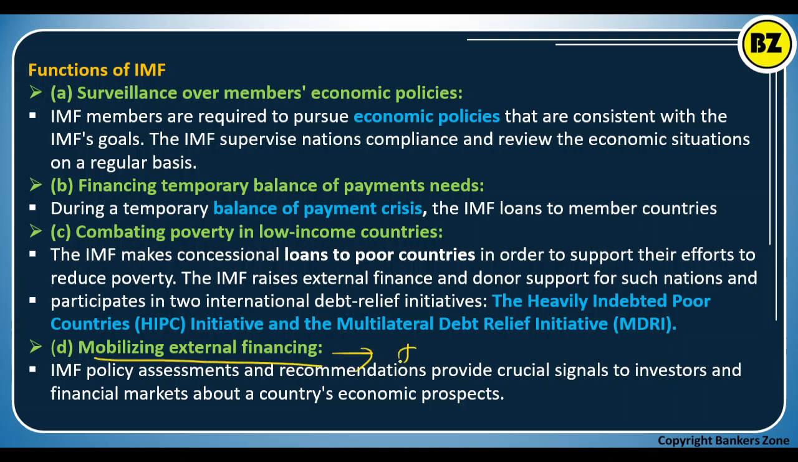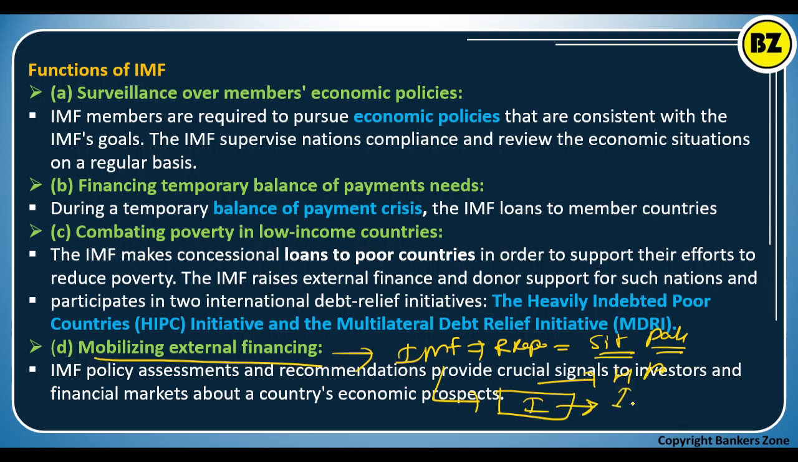So what does the IMF generally do? The IMF generally publishes different reports. Okay, and in those reports they will analyze the situation of, for example, Pakistan. Now the Pakistan situation is not that good. So how will investors go and invest in Pakistan? If the IMF publishes a report about India that a stable government is there, good GDP growth is there, and there is less chance of financial crisis, then investors will come and invest in India. So basically, mobilizing external financing, indirectly or directly, you can say the IMF helps.